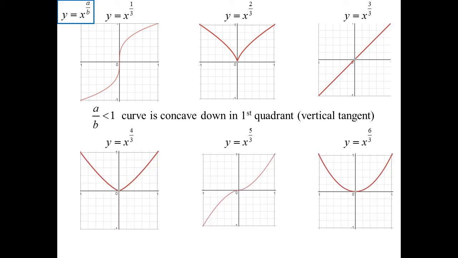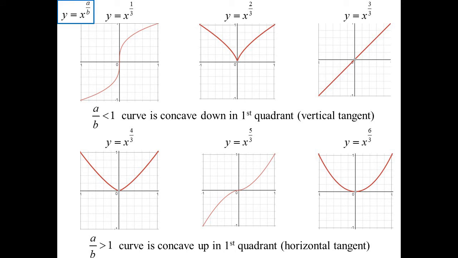So 4 on 3, 5 on 3, and 6 on 3. Have a look at the first quadrant now. It's changed to concave up. So as soon as that power gets over 1, the curve will become concave up. And we now have a horizontal tangent at the intercept rather than a vertical tangent. Let's say it's possibly something you never even realised before, but that will always be true.